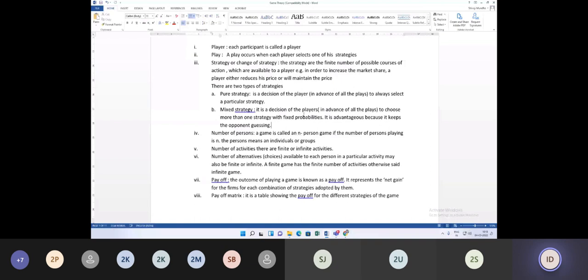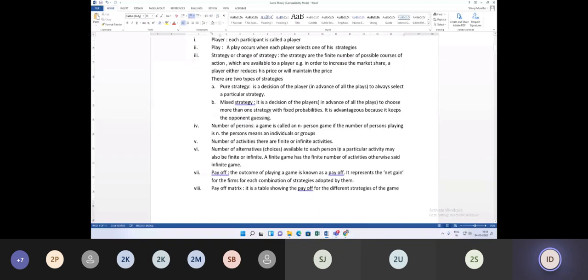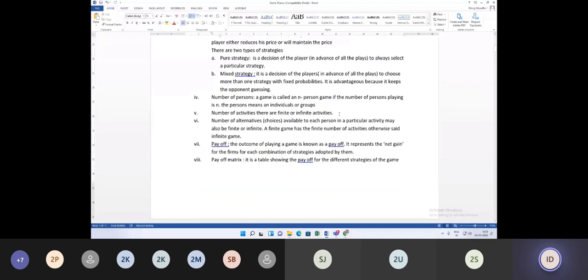As I said, there can be an n person game, a 2 by 2 person game, or an n by n person game. The number of activities may be finite or infinite, and the strategies may also be finite or infinite. The number of alternative choices available to each person in a particular activity may also be finite or infinite. A finite game has a finite number of activities, otherwise it is called an infinite game. So in a game, if you have two attempts, that is called finite. If there is no limitation on attempts in a game, then it is called an infinite game.